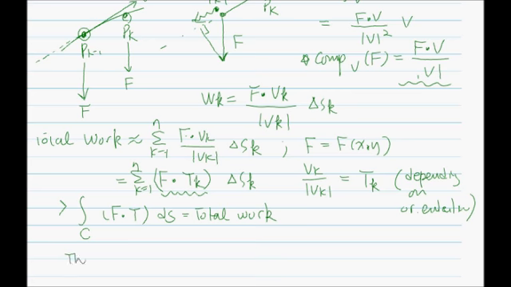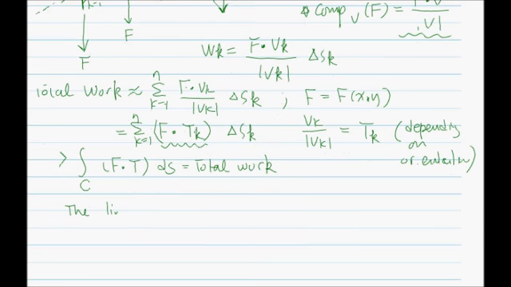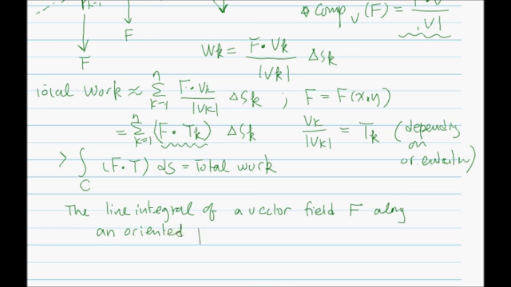So this is called the line integral of a vector field F along an oriented path C. That's the introduction. So that's the definition of this line integral of a vector field.